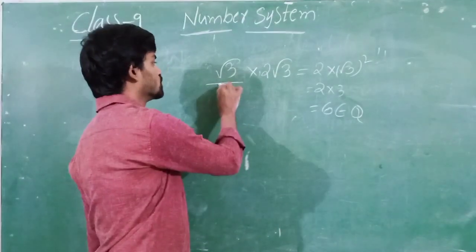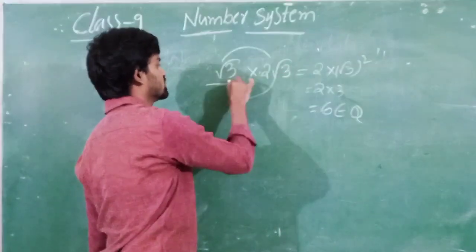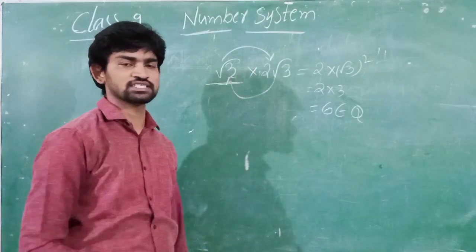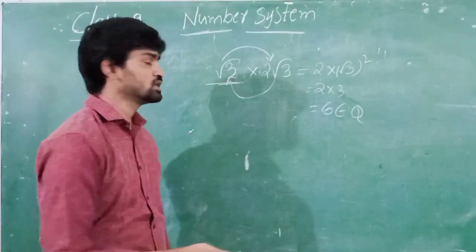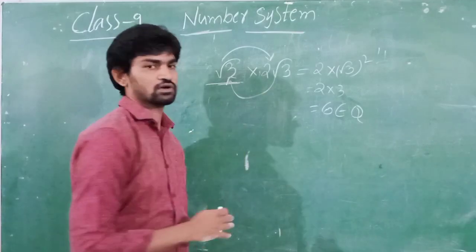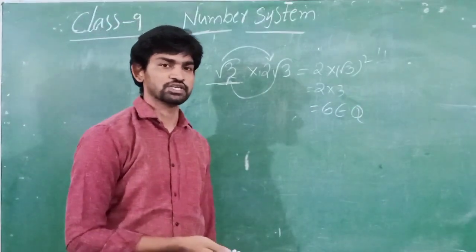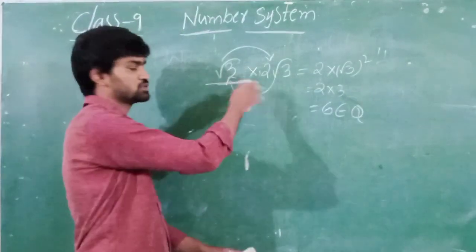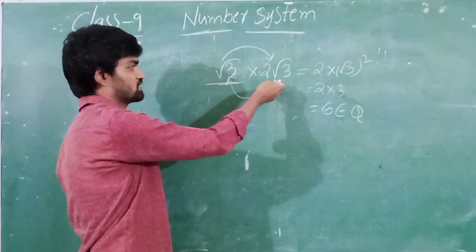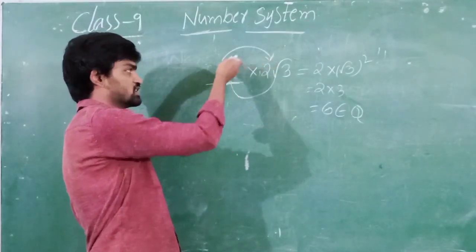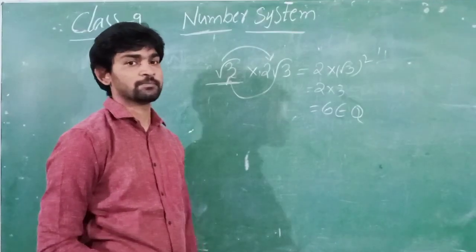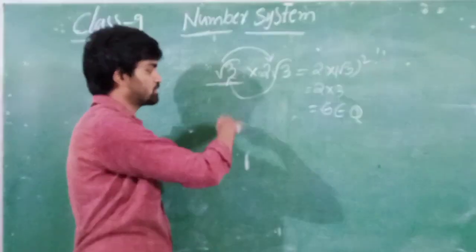Here root 3 and 2 root 3 are called rationalizing factors of each other. Both become rational. So root 3 is the rationalizing factor of 2 root 3, and 2 root 3 is the rationalizing factor of root 3. For every, we are talking about monomial.